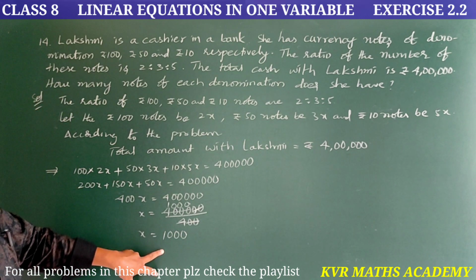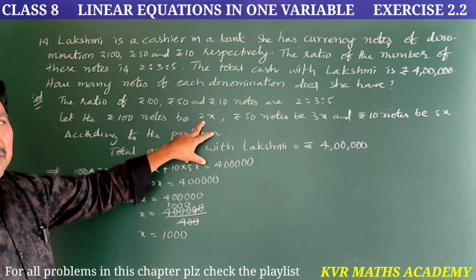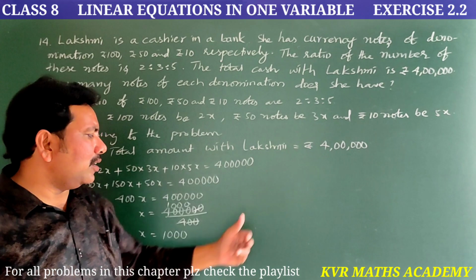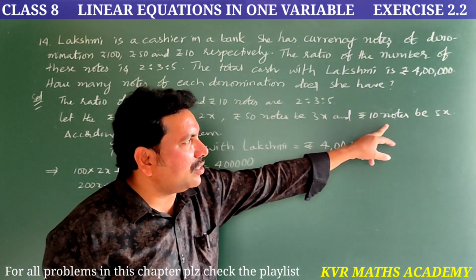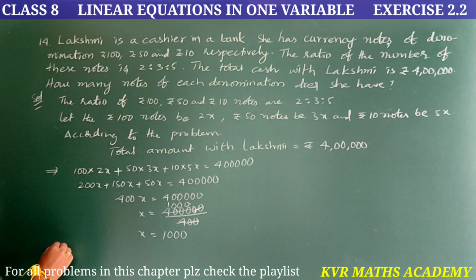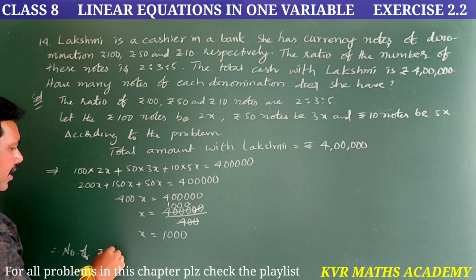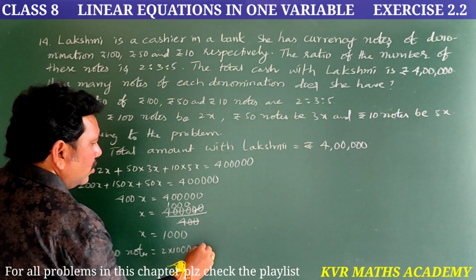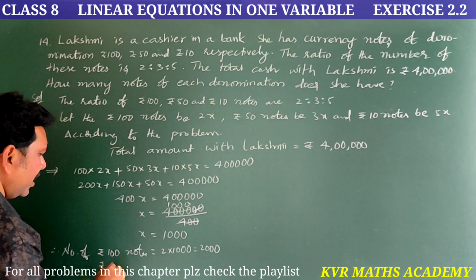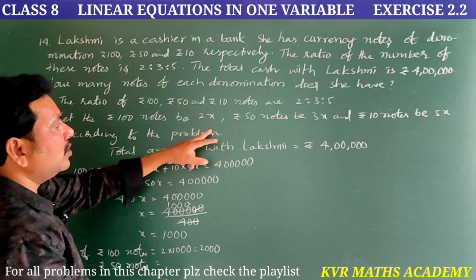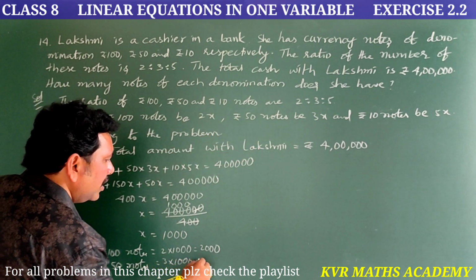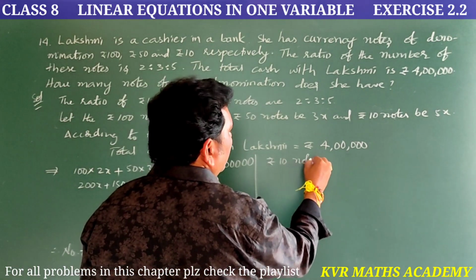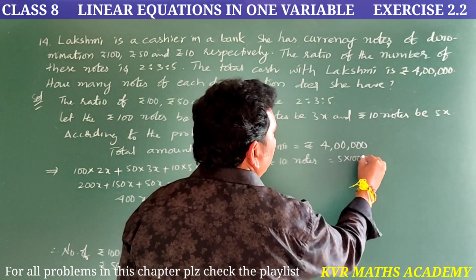Now we have to find the number of notes. 100 rupee notes are 2x, so 2 into 1000 is 2000. 50 rupee notes are 3x, so 3 into 1000 is 3000. 10 rupee notes are 5x, 5 into 1000 is 5000. Therefore, the number of 100 rupee notes is 2 into 1000, 2000. Next, 50 rupee notes is 3x, 3 into 1000, 3000. Next, 10 rupee notes is 5 into 1000, 5000.